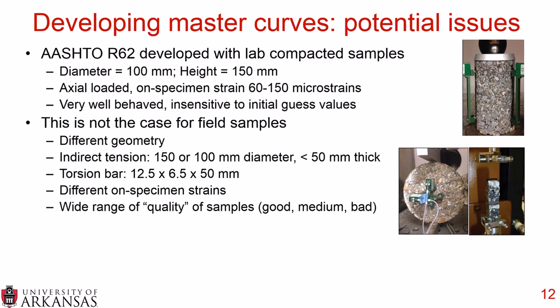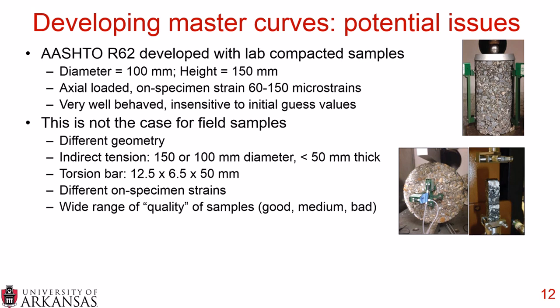Now, some things to think about though is you have very different on-specimen strains. The strains that we're measuring, as you can see on that IDT, revolve around the center of the sample, so it's an indirect measurement. So that gets a little complicated. And on the torsion bar, you're basically just using measurements from the edges of the sample, the very top and the bottom, because there's actually no on-specimen devices to measure the stresses and strains. So you're relying on the equipment that is mechanically affixed to the sample.